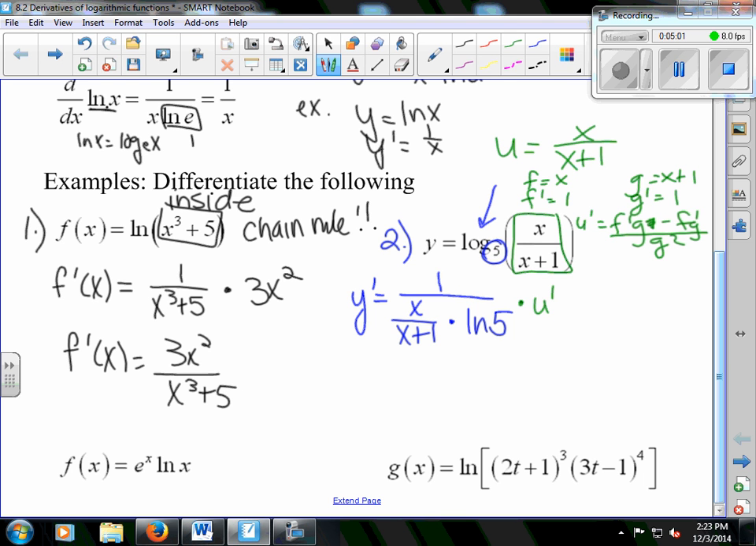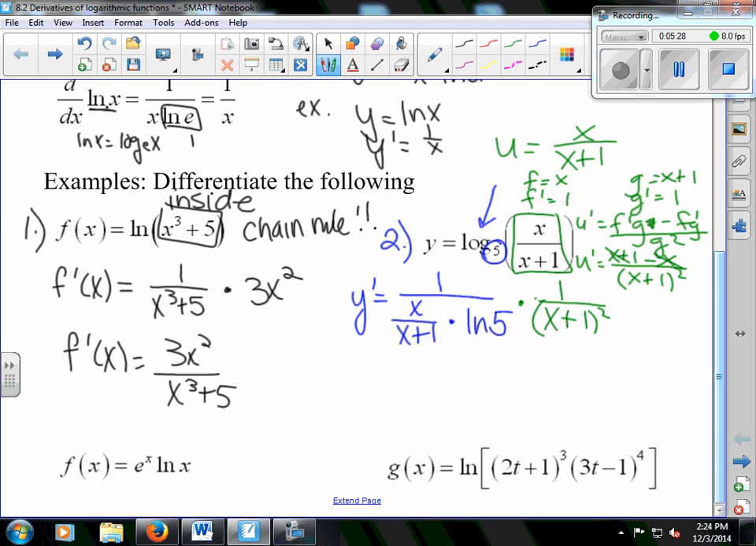And again, all of this green work here, this is side work. And so my derivative of this quotient inside is 1 times x plus 1 minus x times 1 over x plus 1 squared. And so the x's here would cancel. And so I have 1 over x plus 1 squared. That's my u prime. So that's what I multiply by.